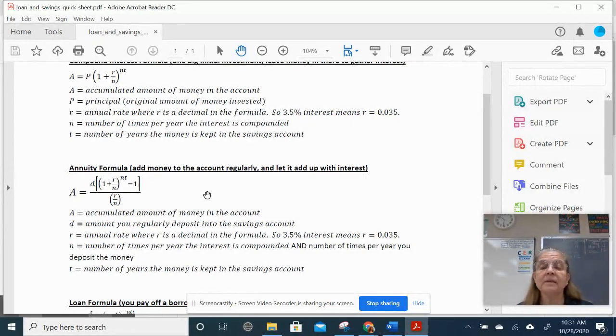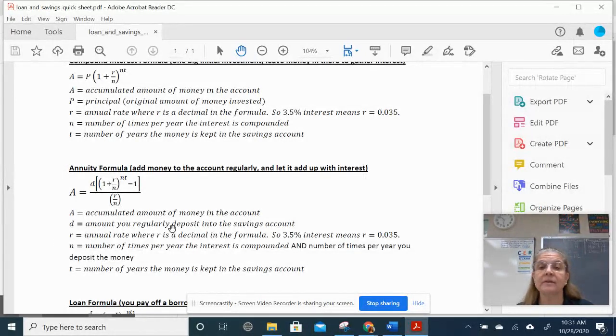So the formula is a little bit different where the D stands for the deposited amount, but everything else is the same. The A for accrued value or accumulated value. D is your regular deposits, normally monthly, could be quarterly. R is your interest rate, always in its decimal form, N, the number of times a year, and T is time in years.